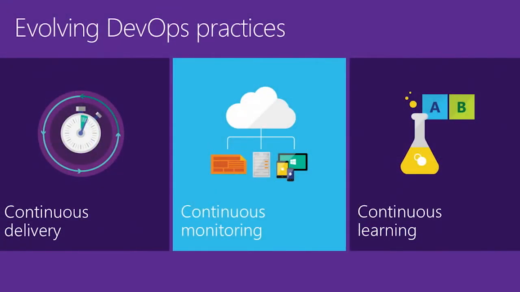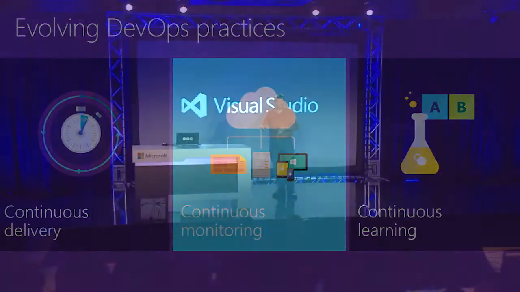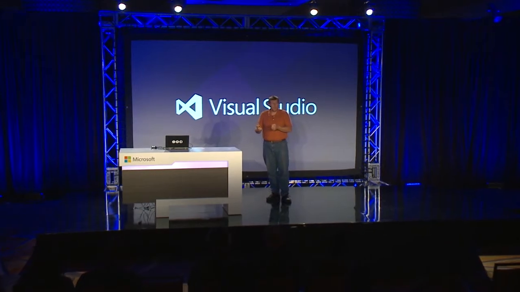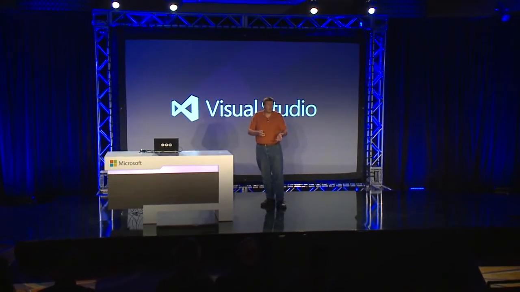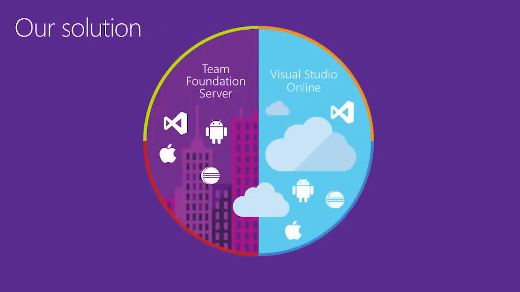Continuous monitoring. If I'm going to be delivering this stuff very, very fast to my customer, I've got to be able to monitor it. I've got to understand what's happening in my production environment and be able to respond quickly. And then lastly, continuous learning. I'm delivering all this stuff. Is anything getting better? If I decide to make a change, did that change actually help? Did it make it worse? Continuous learning is all about figuring out how to evaluate the success or failure of the changes we're making. So these are some of the key evolving practices in the industry.